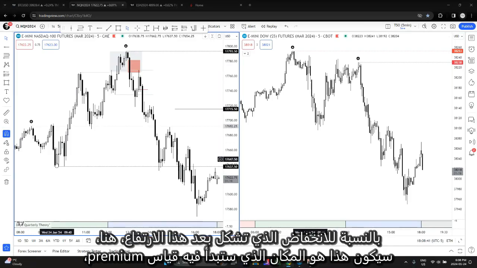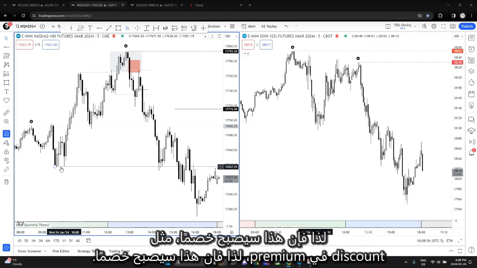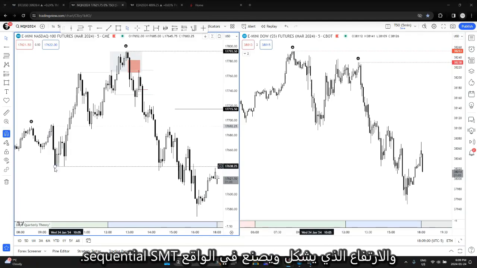So the low that formed after this high, right here, this would be where you would begin to measure your premium. So this would become discount, like premium and discount. So this would become discount. And the high, which forms and actually makes the sequential SMT.